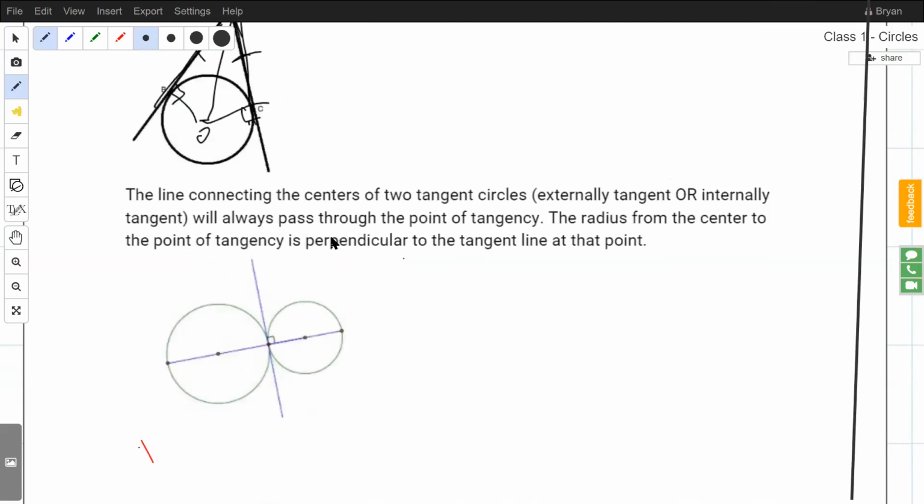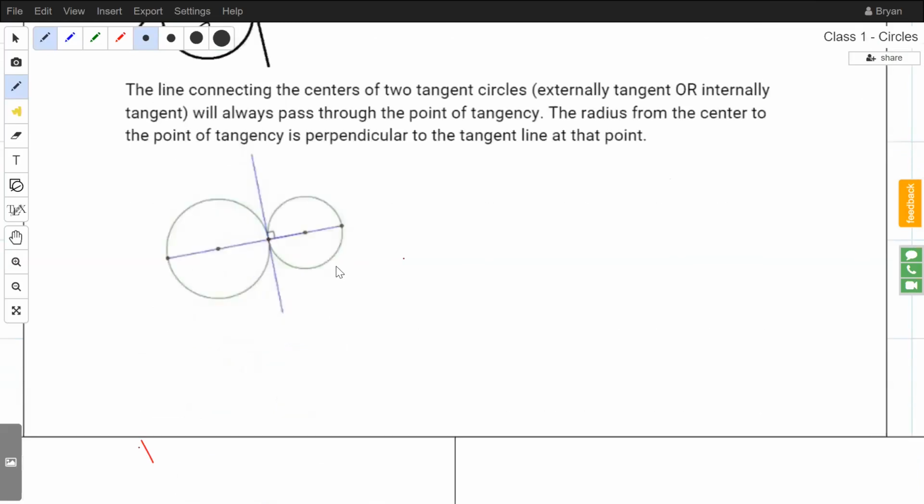The next thing I want to talk about is when we have two circles tangent to each other. You can always, pro tip, connect the two centers, and then it will pass through the point of tangency, and this tangent line will be perpendicular to this line as well.